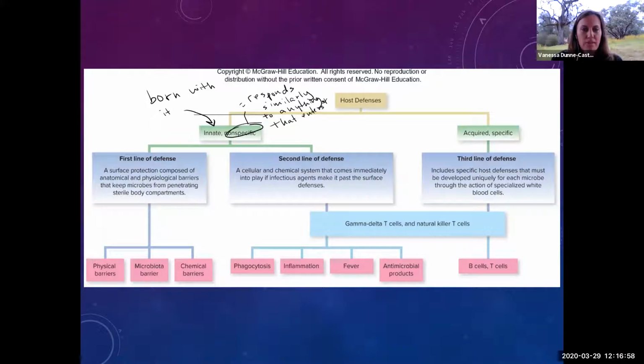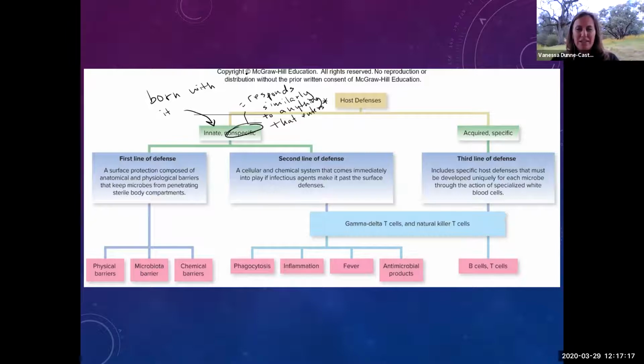Now I'm going to put a little asterisk because that's not exactly true. We're going to keep it simple and just say non-specific means essentially your innate immune system just says, you're foreign, stop, I'm going to do this thing to you. But as we get into the details a little bit more, you'll find that that's not 100% true, that there is some specificity to your innate immune system.